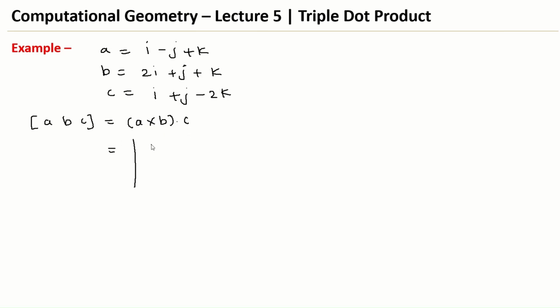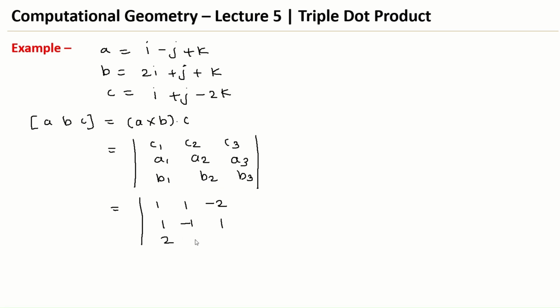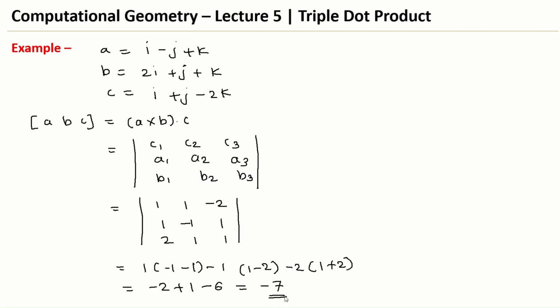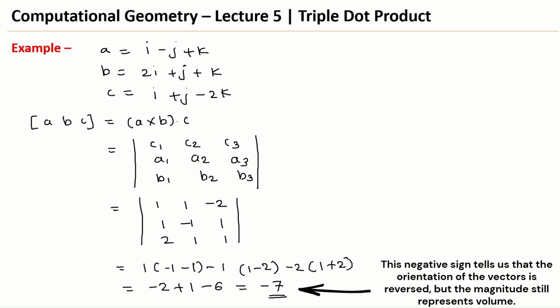Instead of directly computing the cross product, we use the determinant form of the scalar triple product. So we write it as the determinant with rows 1, -1, 1; 2, 1, 1; 1, 1, -2. Expanding the determinant, we get the answer -7. This negative sign tells us that the orientation of the vectors is reversed, but the magnitude still represents volume.